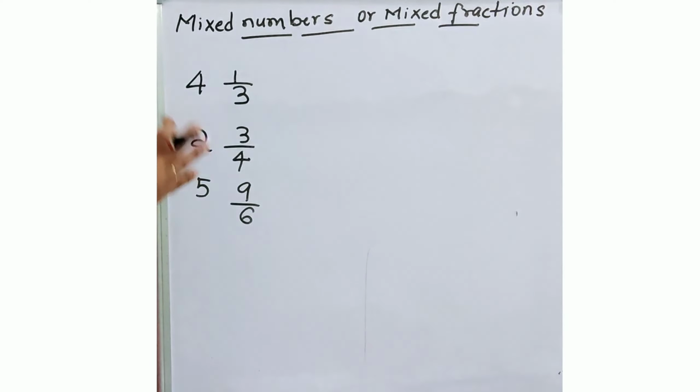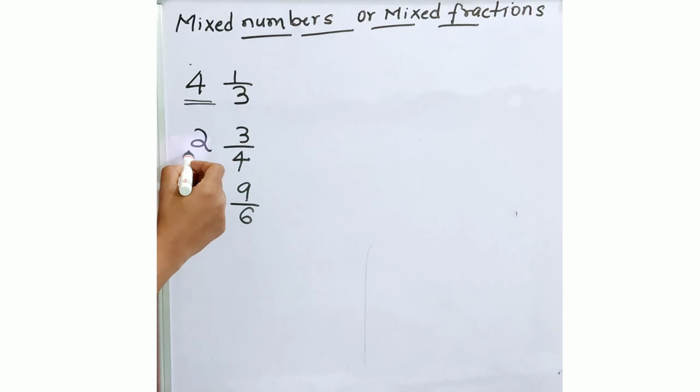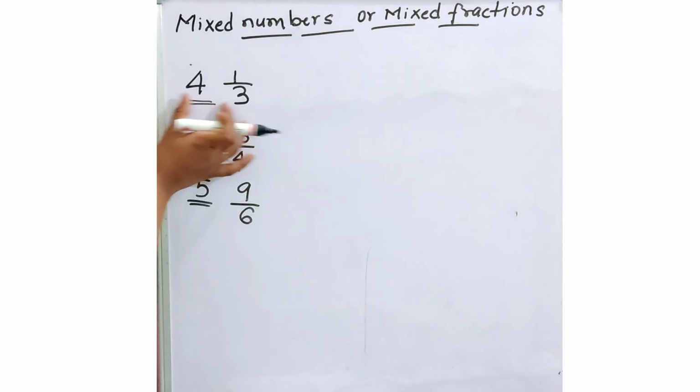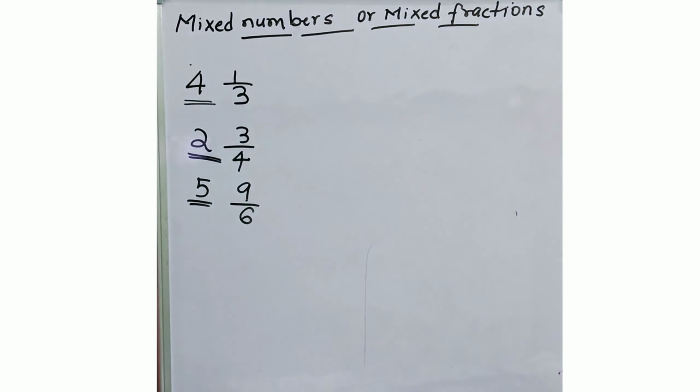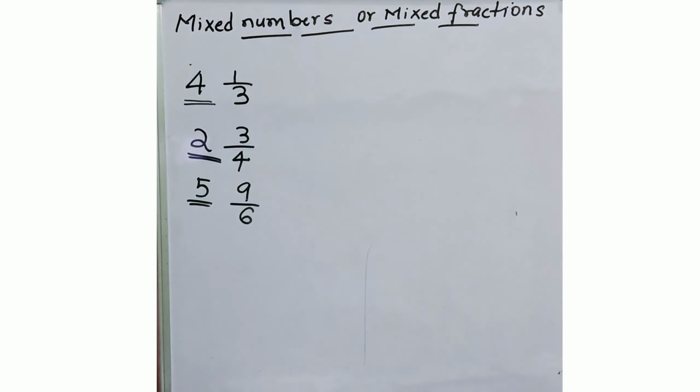That means a mixed number or a mixed fraction will always contain a whole number. 4 is a whole number, 2 is a whole number, 5 is a whole number. So a mixed number will always contain a whole number and a fraction. It must. So that is what a mixed number or a mixed fraction is.